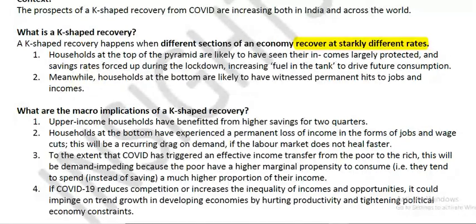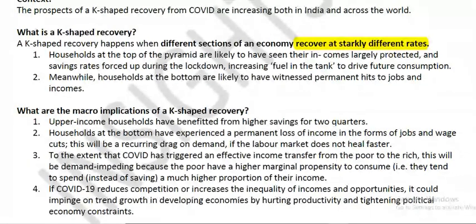Households at the top of the pyramid are likely to have seen their incomes largely protected and savings rates forced up during the lockdown, increasing fuel in the tank to drive future consumption. That is, households save the money for future consumption. They do not spend immediately, so current consumption decreases.